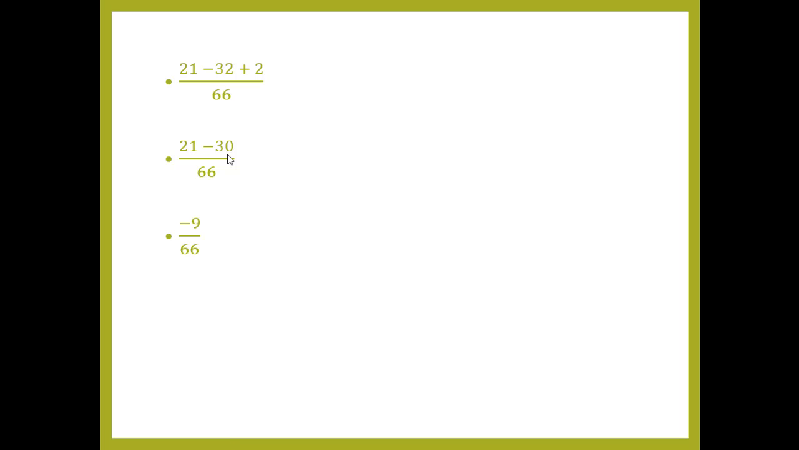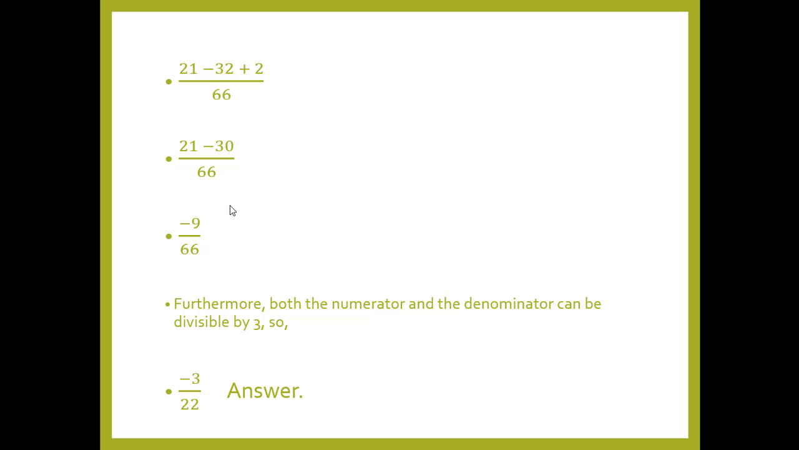Okay, and if we see over here that 9 and 66 will further cancel each other by the table of 3, so we have to cancel these two numbers by the table of 3, and then we will be left with... Furthermore, both the numerator and the denominator can be divisible by 3, as I have mentioned before. So our final answer for this question is minus 3 over 22.